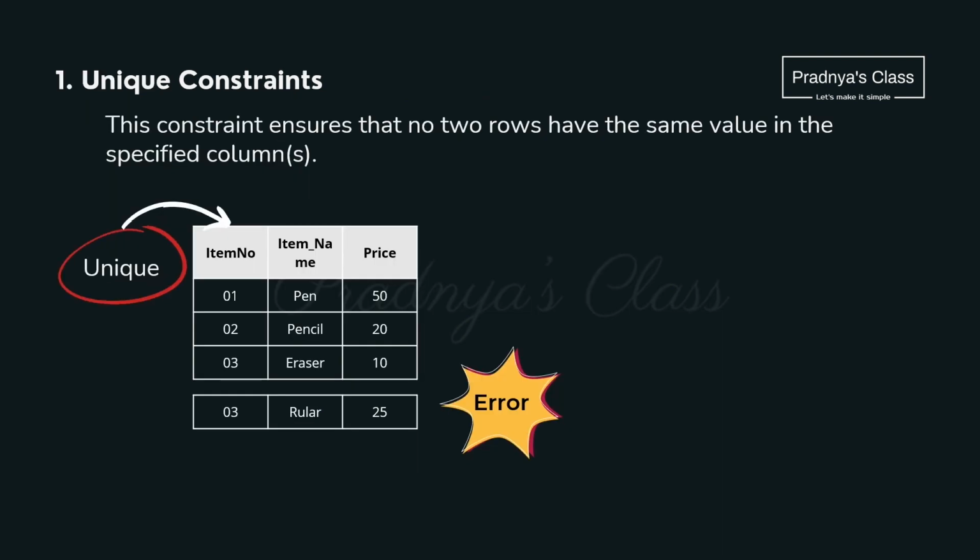The first one is unique constraint. If we apply unique constraint on any column, then you cannot enter duplicate values. Look at this record. These are duplicates. Then you will get an error.